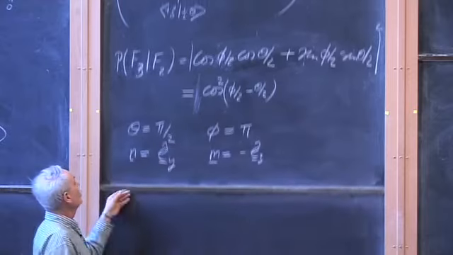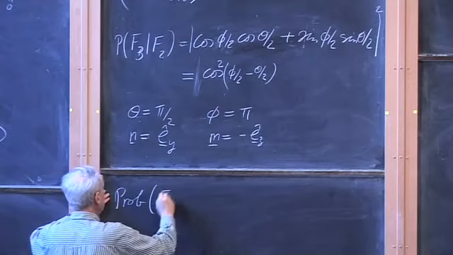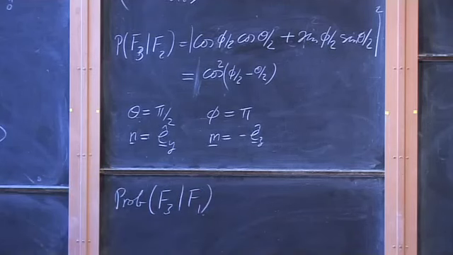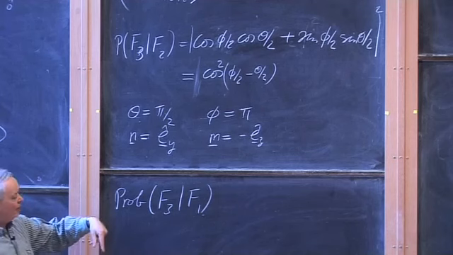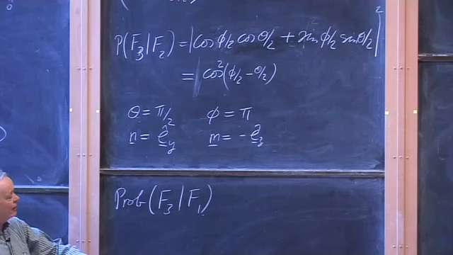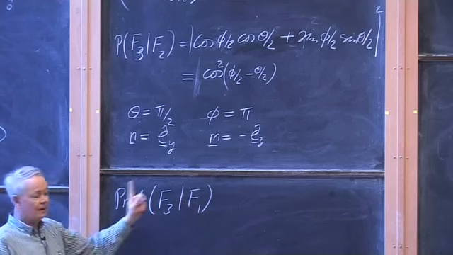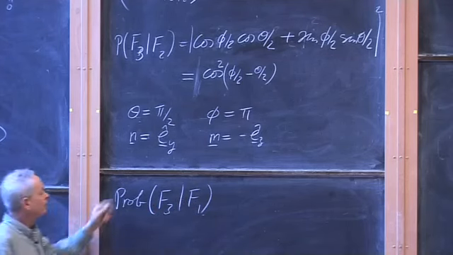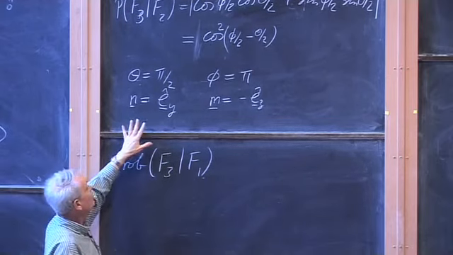So what's the probability of passing F3 given that you passed F1? Physically, that is the probability of eventually having your spin measured to be in the minus z direction, given that as you emerged from F1, you had your spin in the plus z direction, right? We already had that.